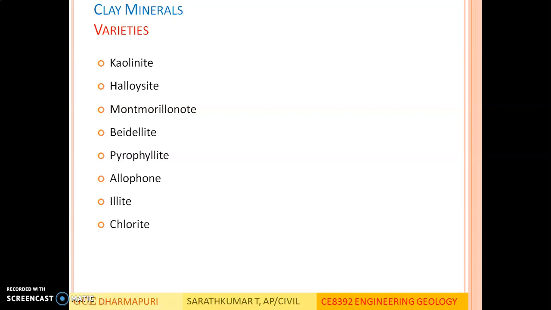The various varieties of clay minerals are kaolinite, halloysite, montmorillonite, beidellite, pyrophyllite, allophane, illite and chlorite. Of all these varieties, the most commonly occurring are kaolinite, illite and montmorillonite. We civil engineers have to know about these 3 commonly occurring clay minerals: kaolinite, montmorillonite, illite.